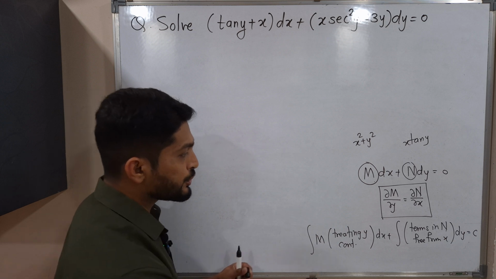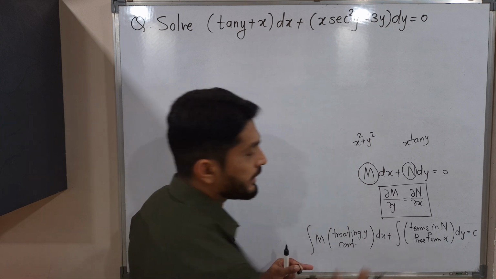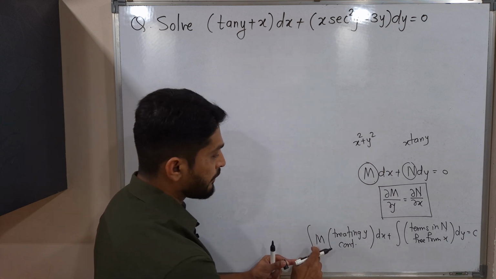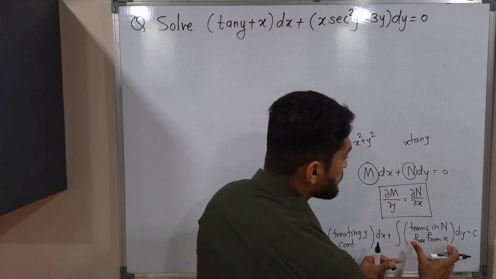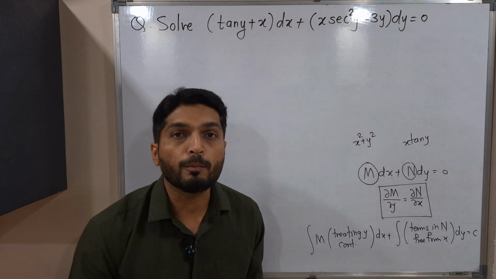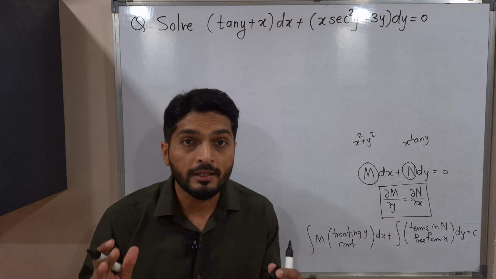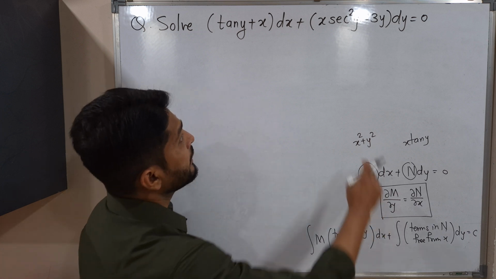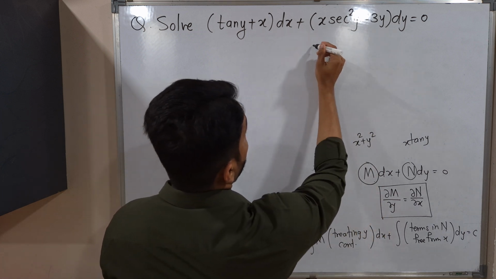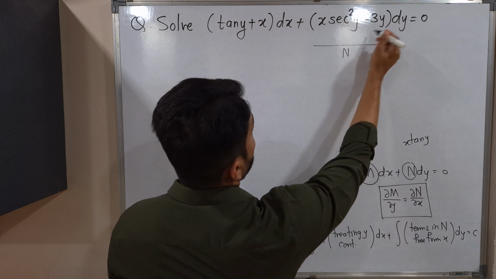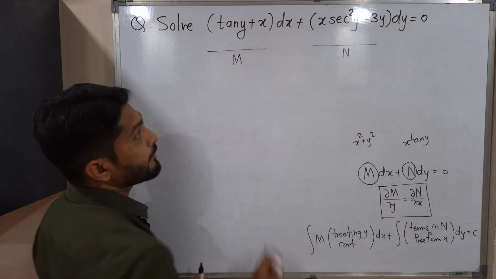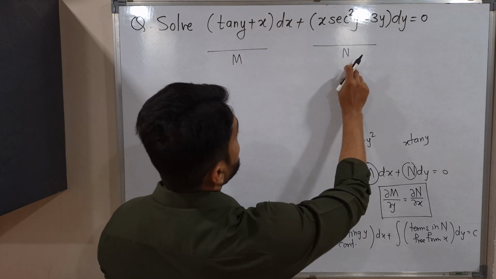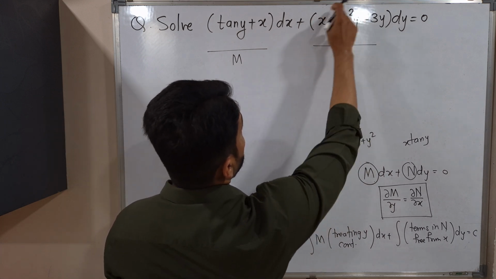In the solution, we have the sum of two integrations. Integration of M by considering y constant, and we integrate terms of N which are free from x. That means x should not be there. For example, you can see this is our N, which is the multiple of dy. This is our M, which is the multiple of dx. How many terms are there in N? Two terms. This is the first term.